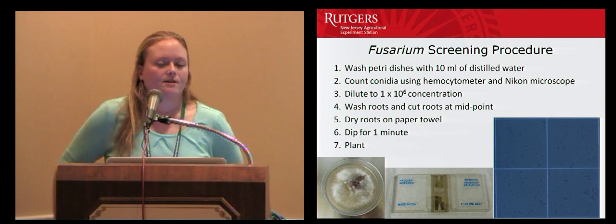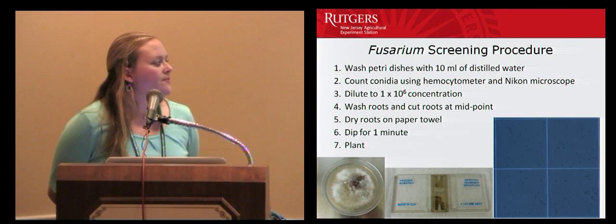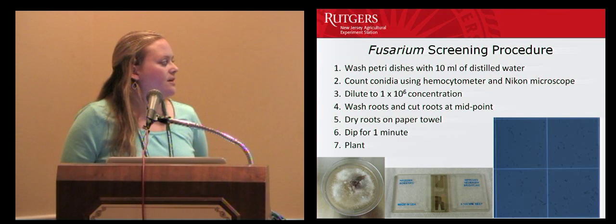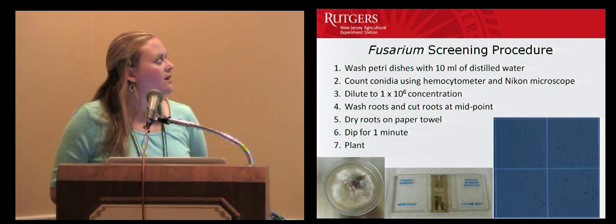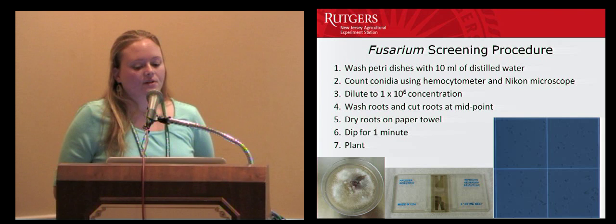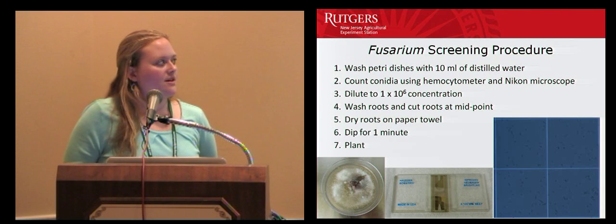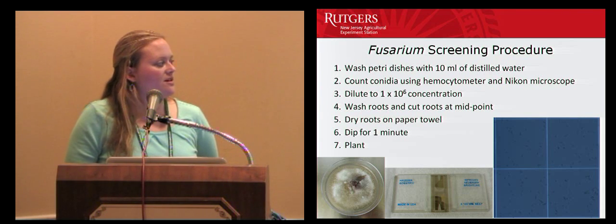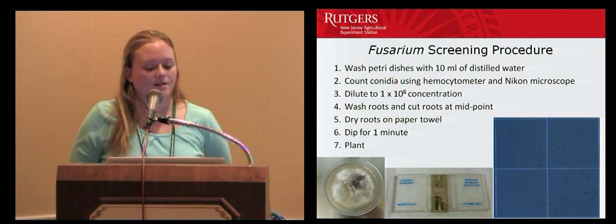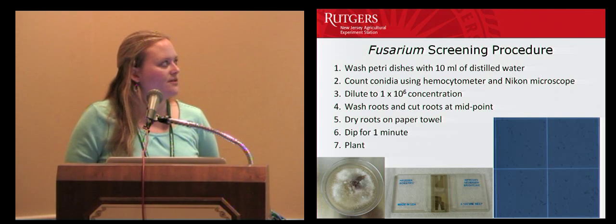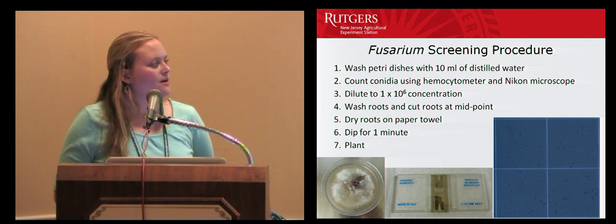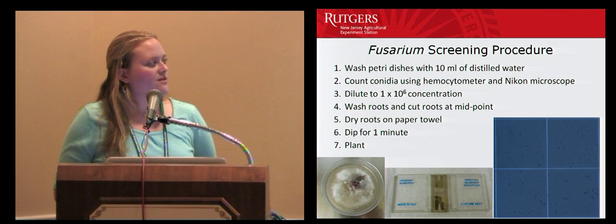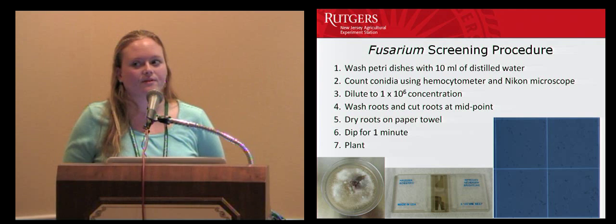So I want to go over the Fusarium screening procedure. First, we wash the PDA plates containing the growing Fusarium culture with 10 mils of distilled water. And then using a microscope and a hemocytometer, which is here, we count the conidia using the hemocytometer and the Nikon microscope. So here you can see the squares, count each spore inside the square here to get a total.